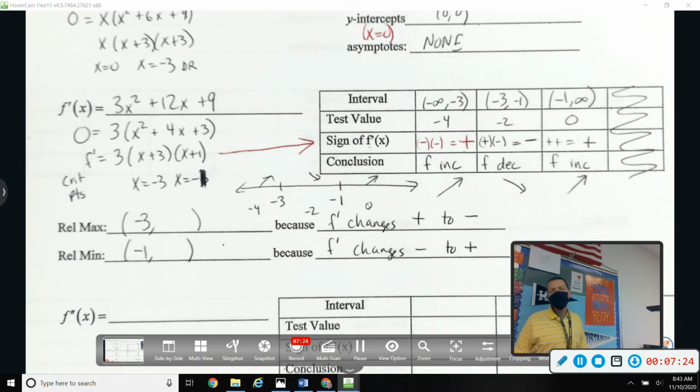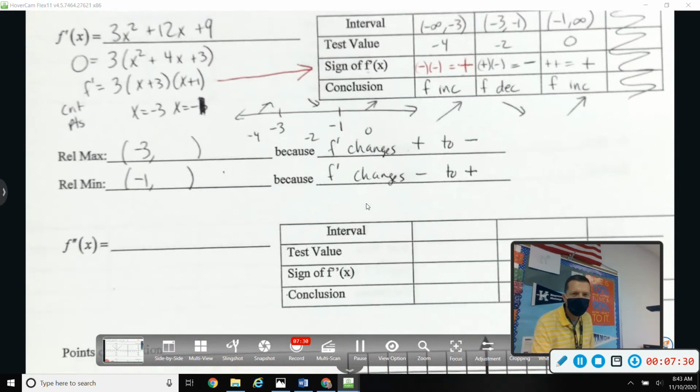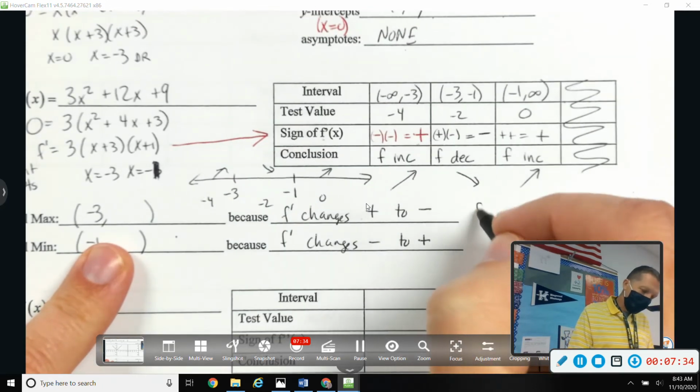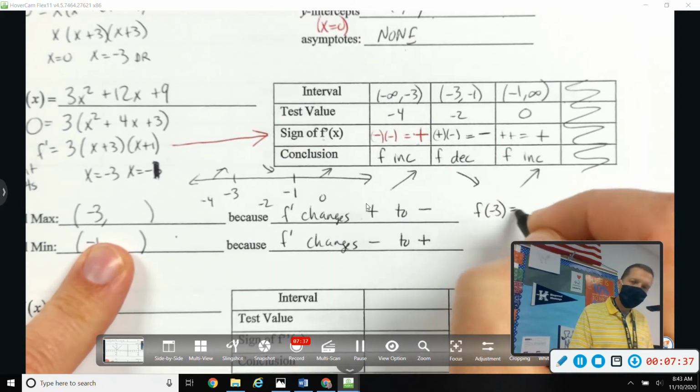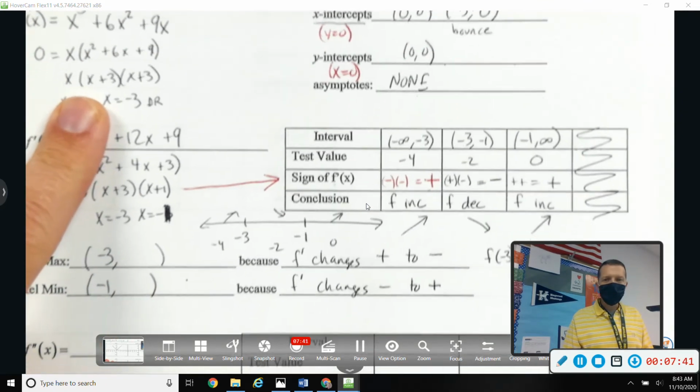But I'm headed for, the goal of this is to get a really nice, accurate graph down here at the bottom. So I need the x value to go with that. So maybe out to the side somewhere, I need to figure out what f of negative 3 is. All the way back at the beginning.